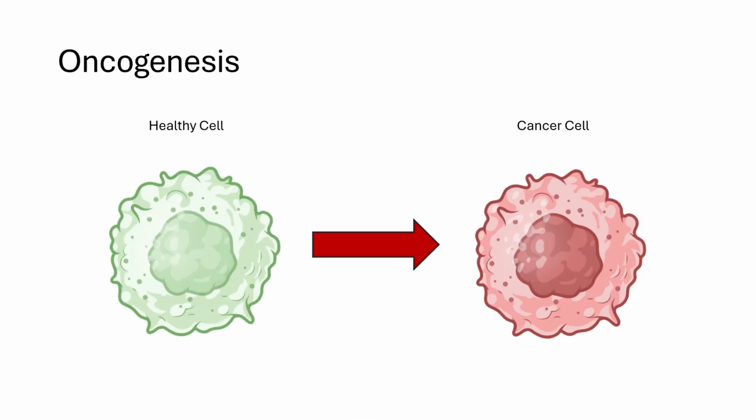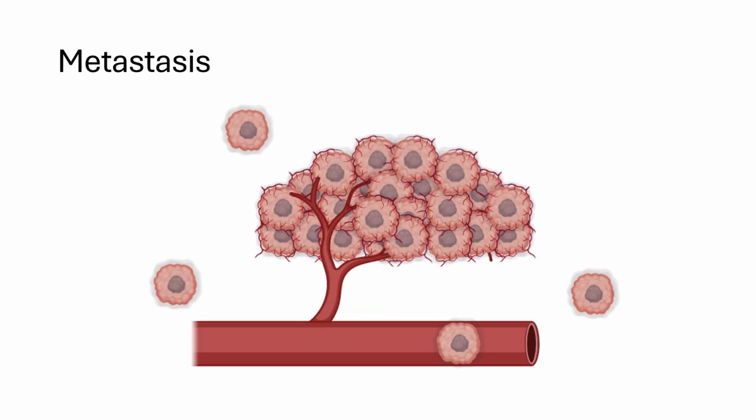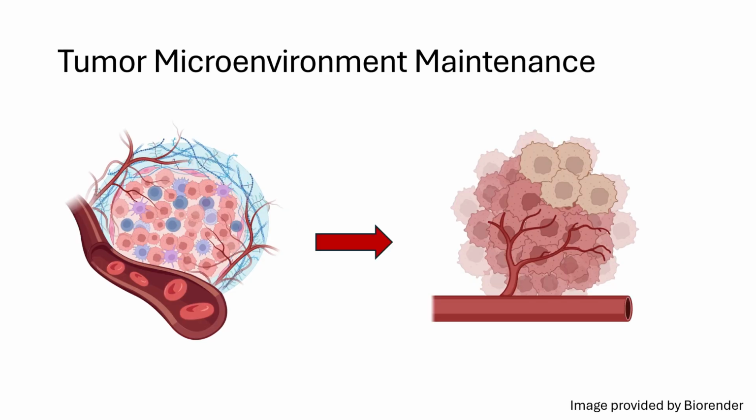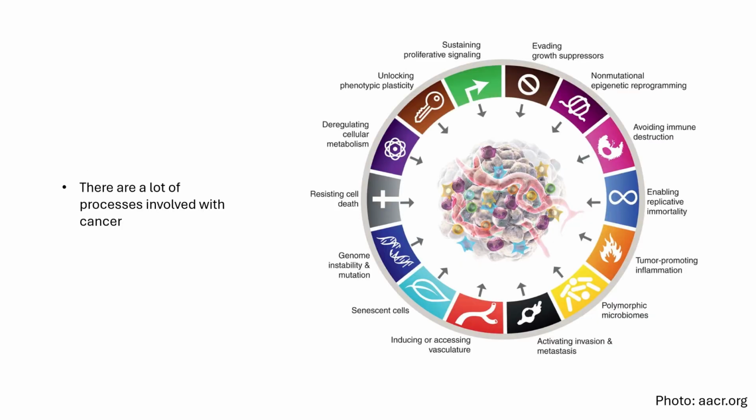When we prevent oncogenesis, we prevent healthy cells from turning into cancer cells. When we prevent metastasis, we prevent the spread of a tumor to other areas of the body. When we prevent drug resistance, we make the tumor more vulnerable to cancer drugs that kill them. And when we prevent tumor microenvironment maintenance, we prevent other cancer cells as well as healthy cells from sustaining and supporting the tumor.